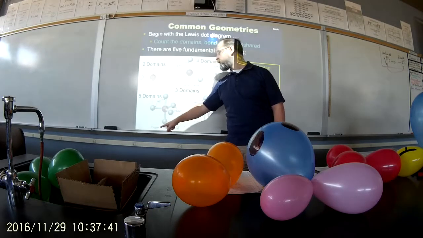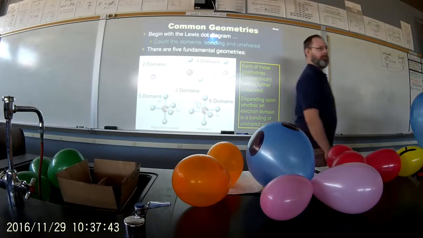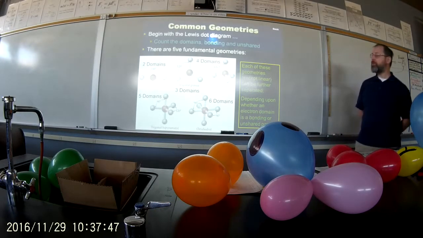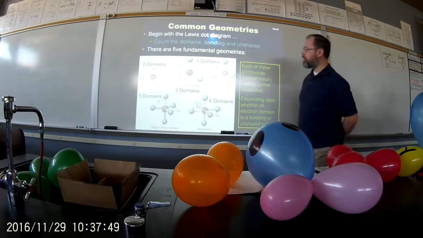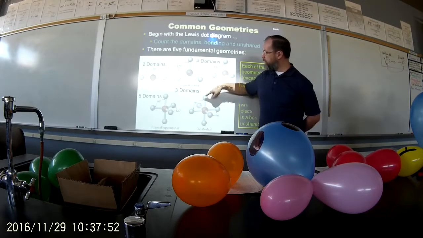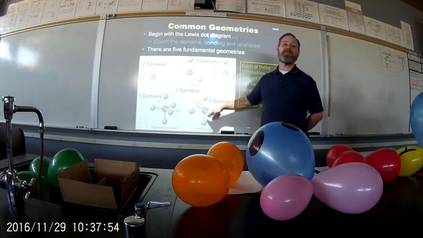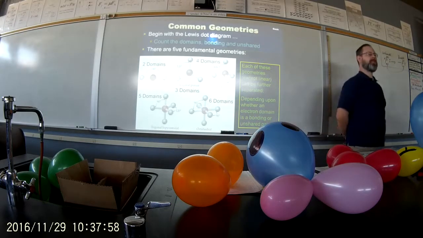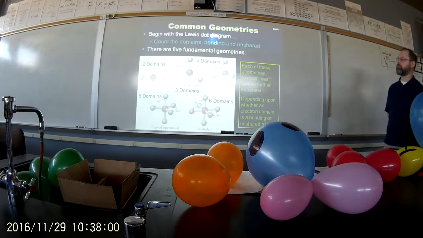This is called trigonal bipyramidal. And if you have 6 domains, then you have a square pyramid on top of a square pyramid. It makes an 8-sided shape, and we call that octahedral. It makes an octahedron.